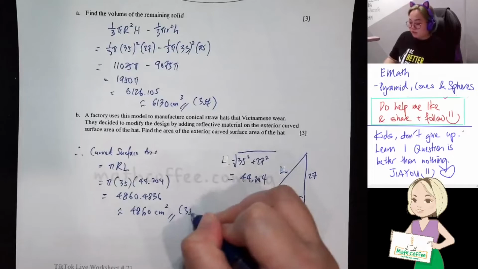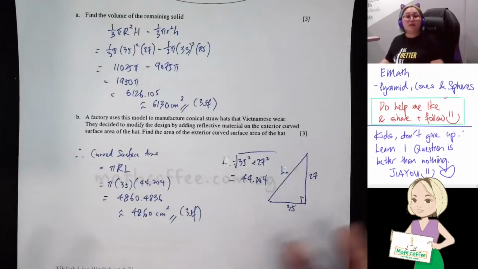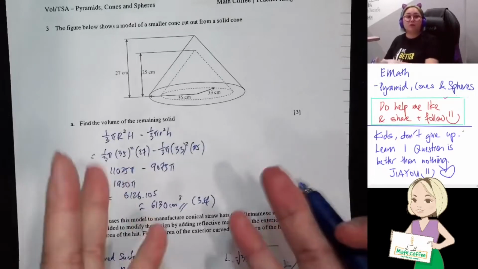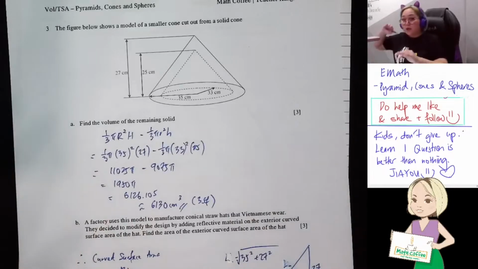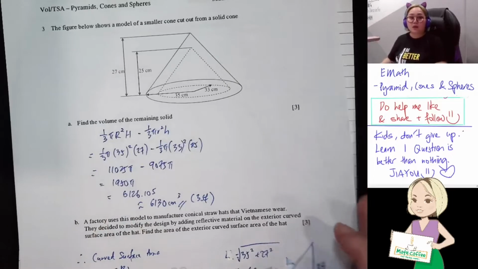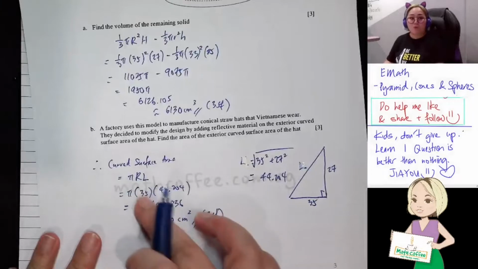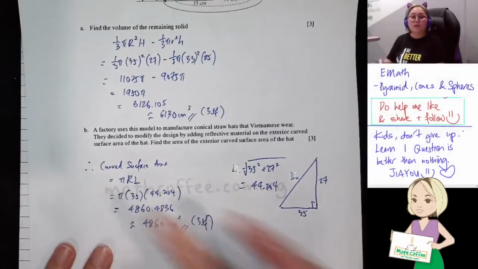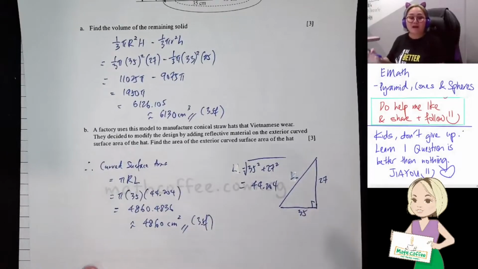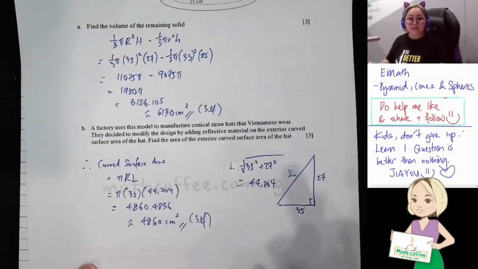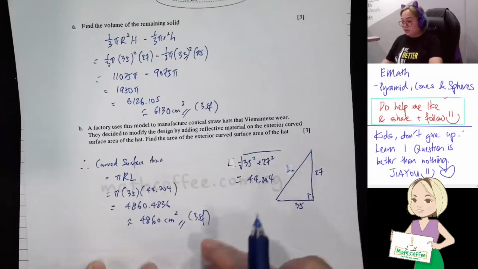Again, 3SF. So take note, they are not asking you to find the curved surface area of this whole thing. They're asking only the curved surface area. So that's why only pi RL. Okay, and the L, we just need to draw our right angle triangle and use Pythagoras theorem to find the L. Okay, so that's for this part.